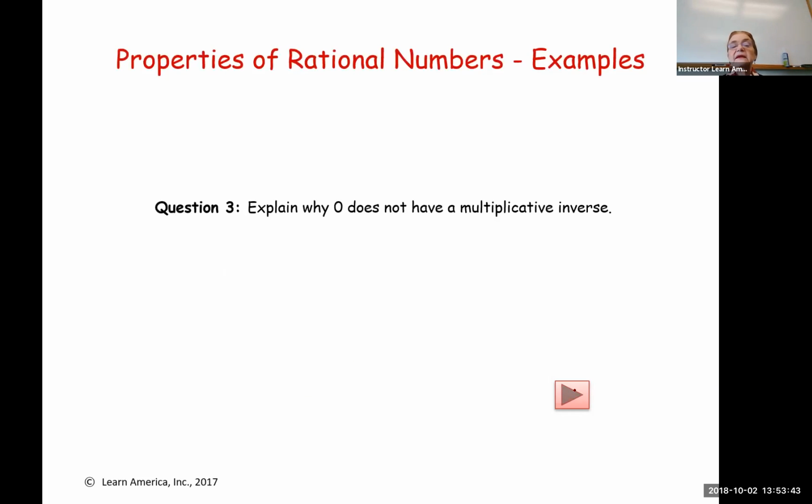Okay. Next question, explain why 0 doesn't have a multiplicative inverse. Well, remember that if a number has a multiplicative inverse, it means that the number, say A, multiplied by its multiplicative inverse, 1 over A, has got to produce the multiplicative identity, which is 1. So basically what we're saying is, what number could multiply by 0 to give you 1? And there is no such thing, because any number multiplied by 0 gives you 0.